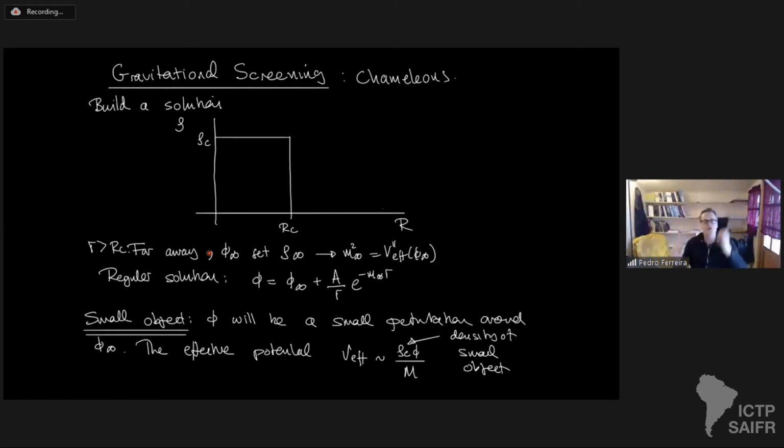So let's just build some solutions. The first thing I'm going to do is consider a really simple solution. This is the density here. This is the R coordinate, okay?